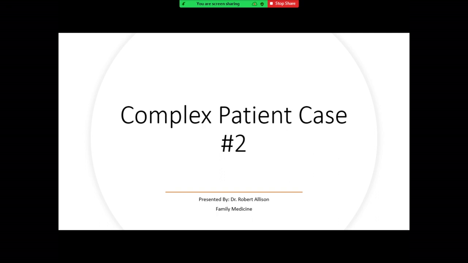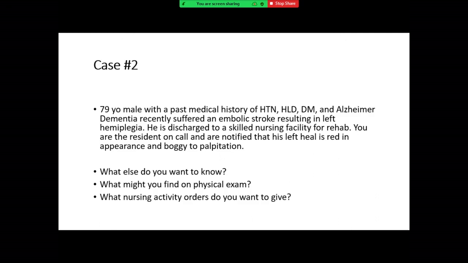So this second patient that we're going to talk about today is 79, and he's got a history of hypertension, hyperlipidemia, diabetes, and Alzheimer's dementia. But he also recently suffered an embolic stroke. And now he's got left-sided hemiplegia. And his wife is 77. She's not in great health. She's frail. So she can't take care of him at home.